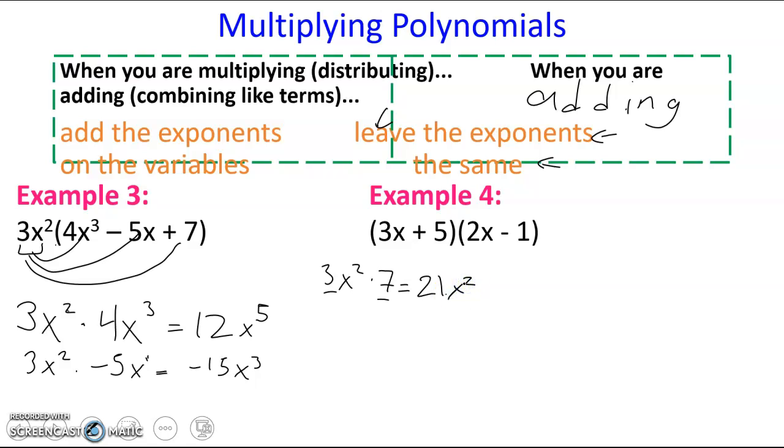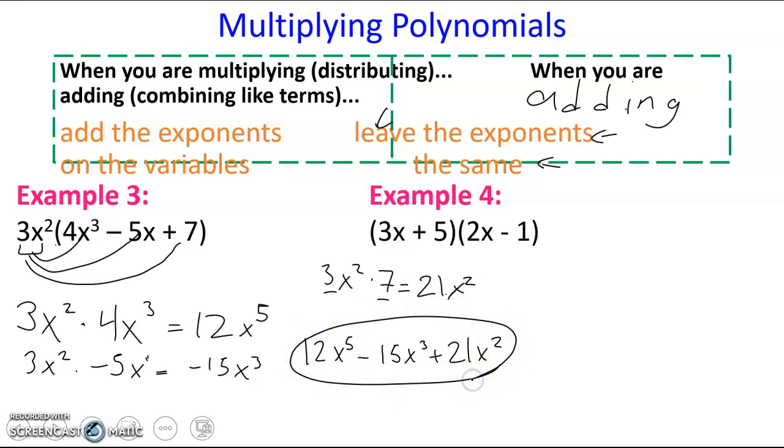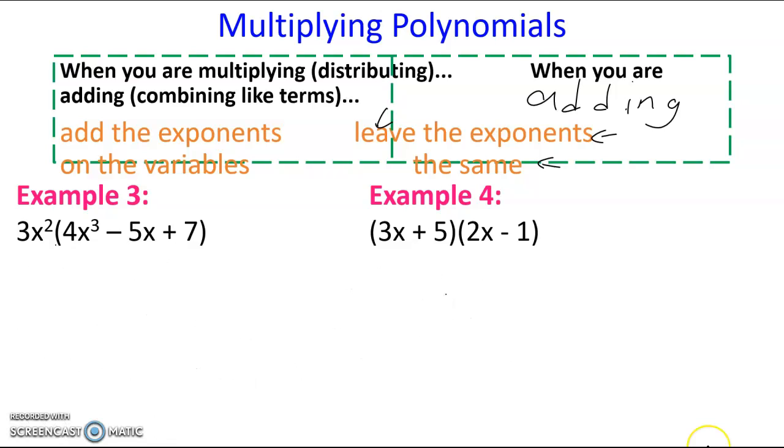So from there, I just combine these again into one final polynomial. I get 12x to the fifth minus 15x cubed. This is a negative, so I'm going to go minus 15x cubed and then plus a positive 21x squared. All right. I'm going to pause it again real quick so that I can erase and set up for the next problem.